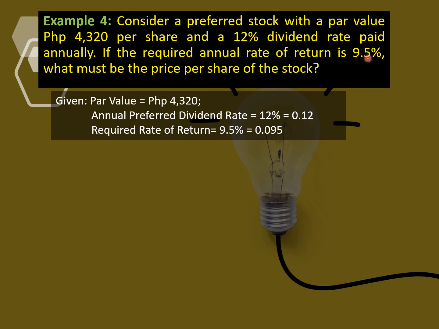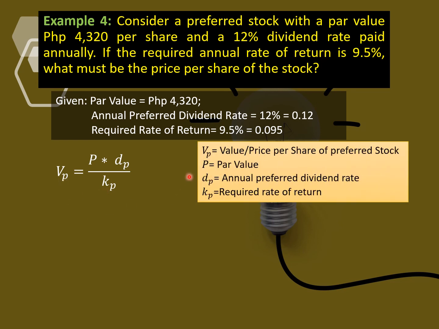Okay, yung 12% dito, ito yung preferred dividend rate mo. Kaya ang problem na to, pinag-usapan ay preferred stock kasi meron kang preferred na annual dividend rate. Okay, in this case, we will be using this formula. V sub P is equal to P times D sub P all over K sub P, wherein yung V sub P is the value or the price per share of preferred stock. The capital letter P is the par value. Ang par value, that is the amount per share indicated on the certificate of the company given to each stockholder. Then D sub P, annual preferred dividend rate. K sub P, required rate of return.